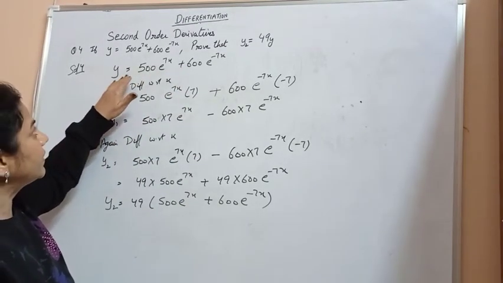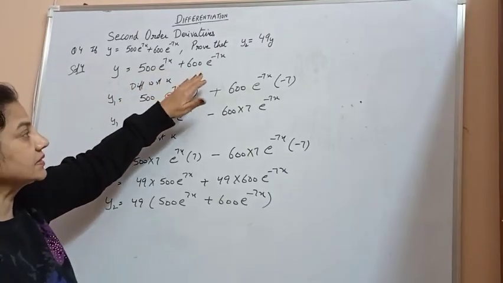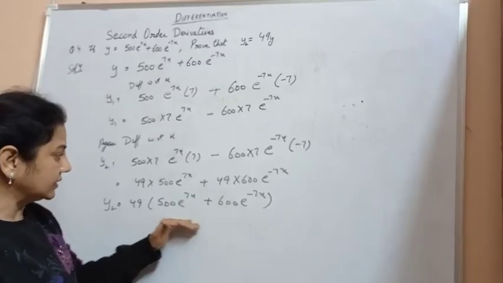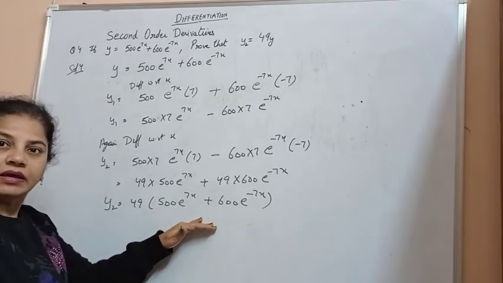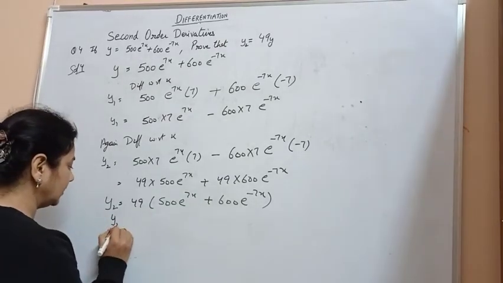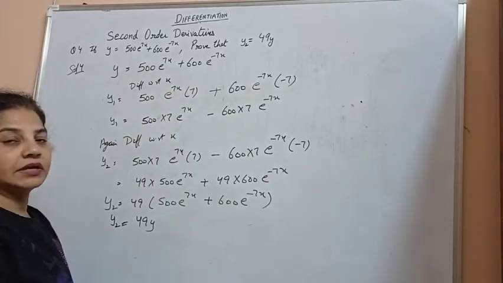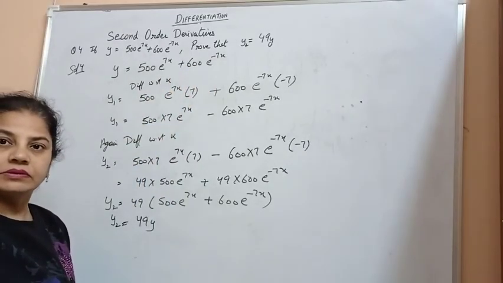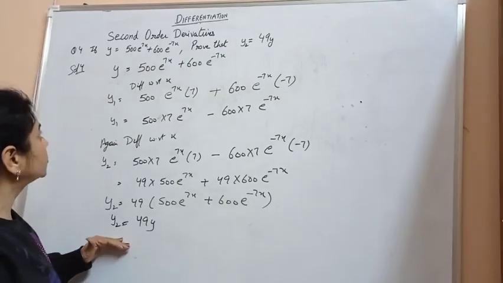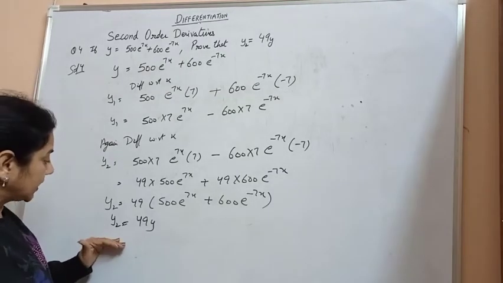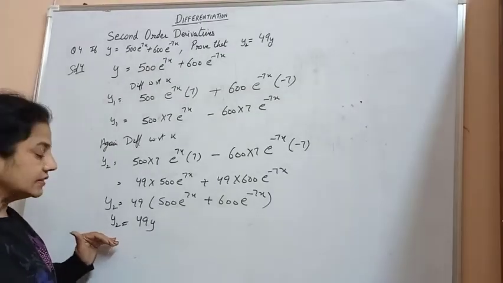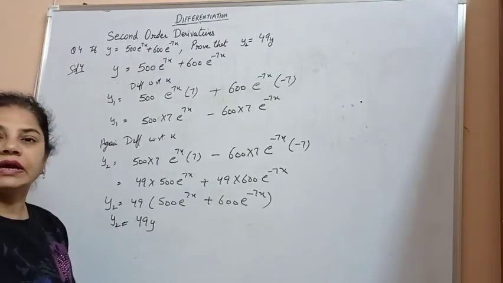The function y is 500 e to the power 7x plus 600 e to the power minus 7x. It is the same as this, so I can replace this by y. So I get y2 is equal to 49y. This is what I have to prove, that y2 is equal to 49 times y. So on taking the second derivative, the result is 49 times y.